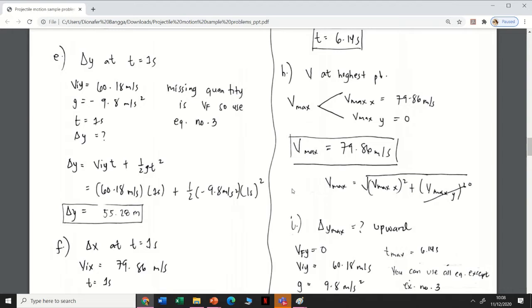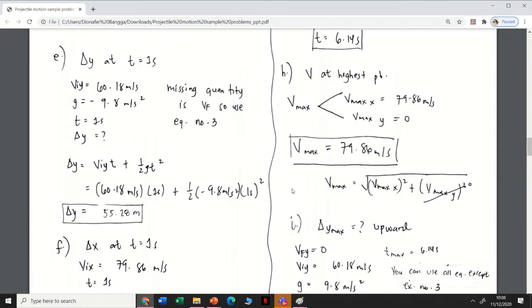Solving for them, we substitute these two into the Pythagorean theorem to get the velocity at the maximum height. It would give us 79.86 meters per second, because the y component, v max y, is 0, so you would only be retained with the square root of 79.86 squared. The square root and the squared would cancel out. You would have now your answer, which is 79.86.